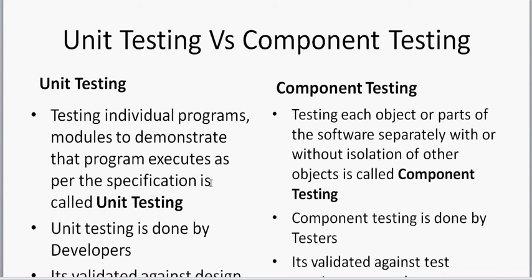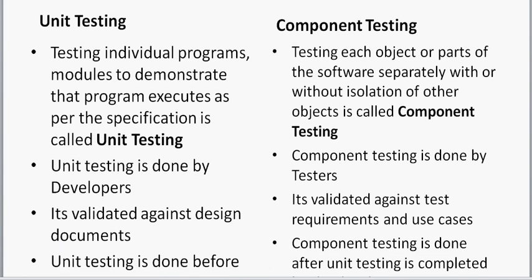Now, component testing is testing each object or part of the software separately with or without isolation of other objects. That is called component testing. Unit testing is done by developers, component testing is done by testers. Now, in some companies, based on the structure, sometimes unit testing is also done by testers if the testers are well versed or they know the programming language, then they do the unit testing.